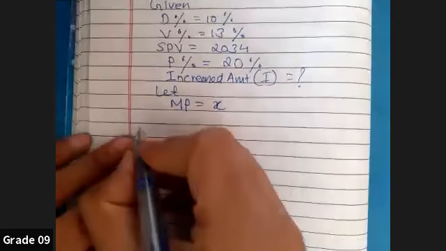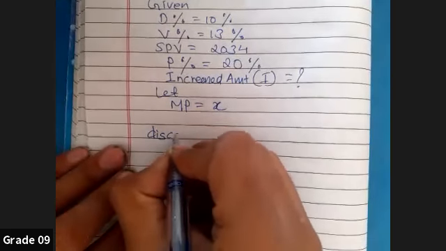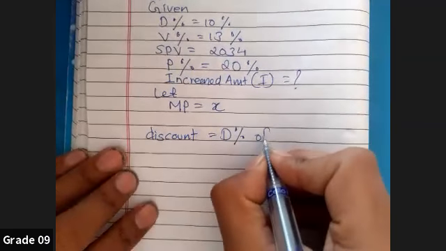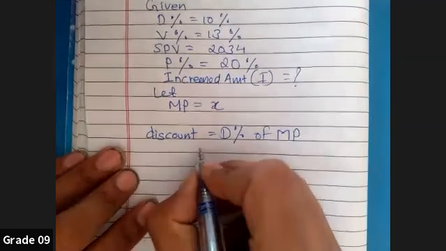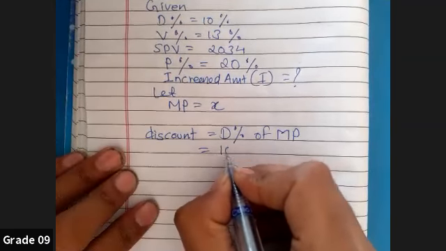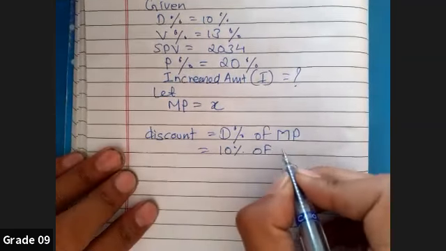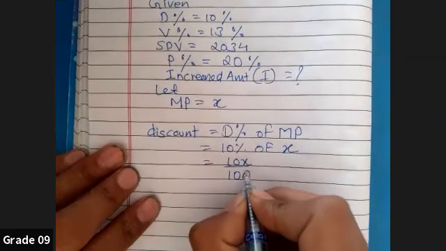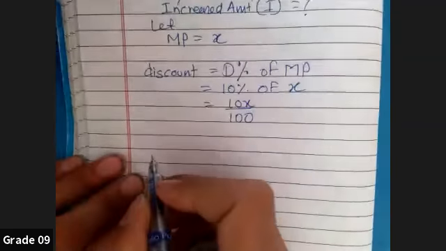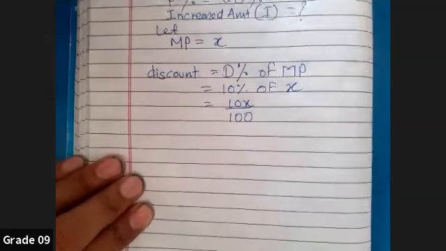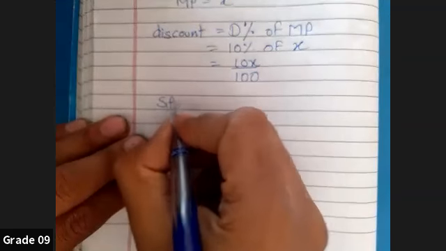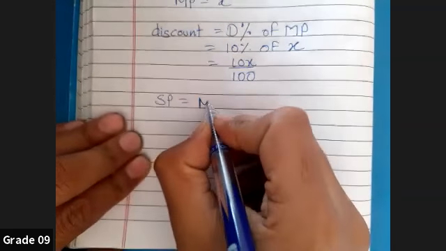So after MP, what we have to do, we already know, that is discount. So D percent of MP, very simple. D percent is right now 10%, 10% of X. So that is 10X by 100. So discount is done. And then what we have to find? We have to find definitely SP, because immediately after discount, SP only comes in any equation.